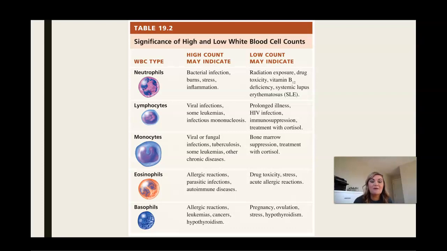With the monocytes, if you have a high number of monocytes, it could be due to a viral or a fungal infection. It could be due to something such as tuberculosis, some leukemias, and other chronic diseases. If it is low, then that means you might have a bone marrow suppression or treatment with cortisol again. With the eosinophils, these could be found in things like allergic reactions, parasitic infections, and autoimmune diseases if you have high counts. If you have low counts, it could be due to drug toxicity, stress, or acute allergic reactions.